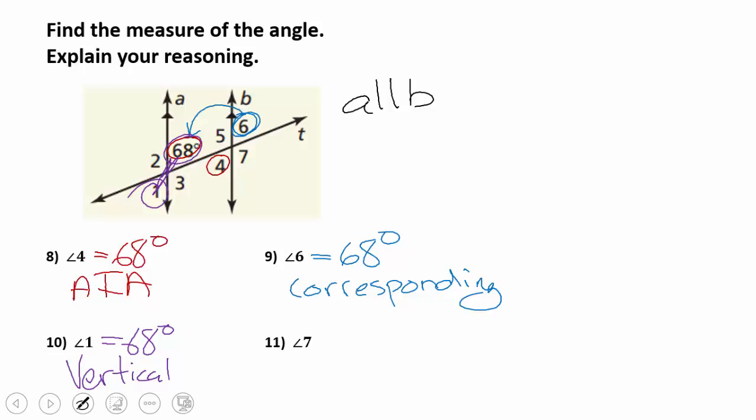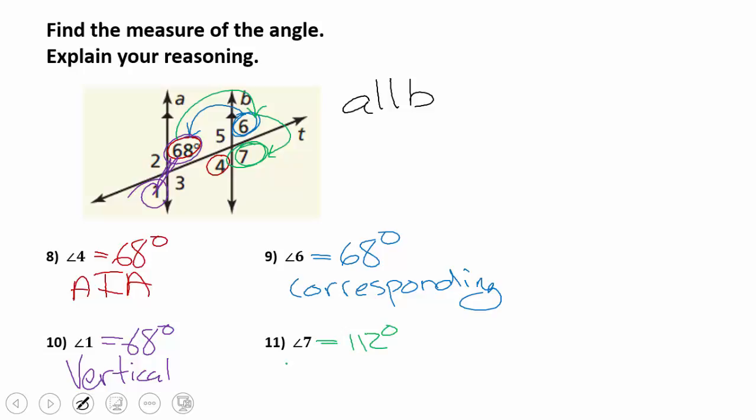And then we have angle 7. Angle 7 over here. We have not learned about any relationship between the position of this 68 degree angle and angle 7. So now we have to use more than one. So we have a bunch of ways we can go. See if you can follow me and pay attention. I have 68 and 6 are corresponding, and then 6 and 7 are supplementary. Since they're supplementary, angle 7 must equal 112 degrees.